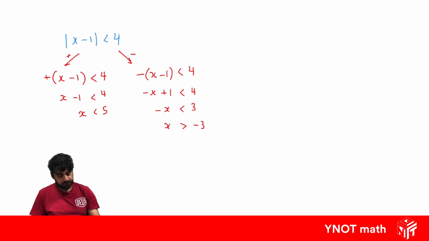So what that means is we can write our final inequality as x is greater than minus 3 and x is less than 5. We can write it in between like that.